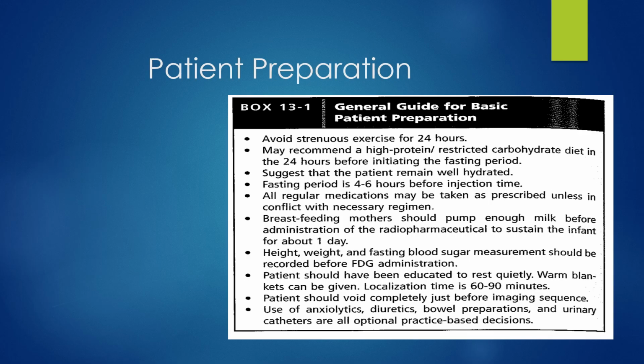So this is just showing the same things. This is from the book. Avoid strenuous exercise for 24 hours. The reason that we do that is to reduce muscle uptake. High protein, restricted carb diet, that helps with the blood sugar and also normal variants. And then well hydrated, that helps encourage the uptake into the cells, so that's great. And then I think I already talked about the use of bowel preps and things like that.